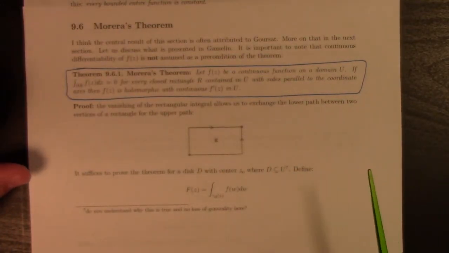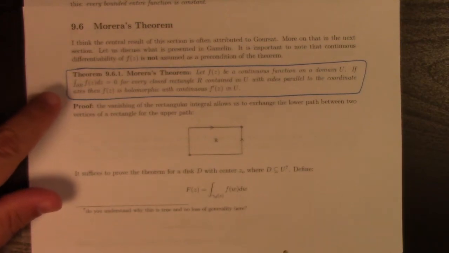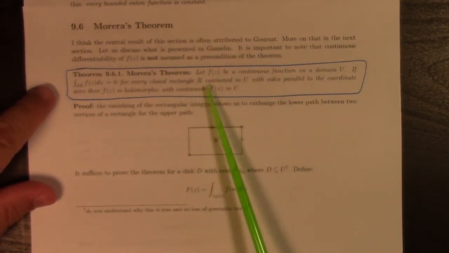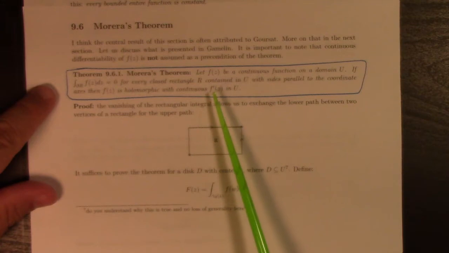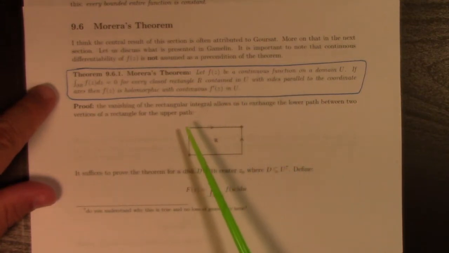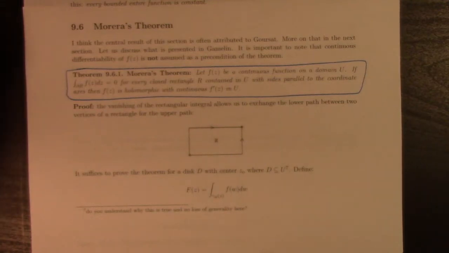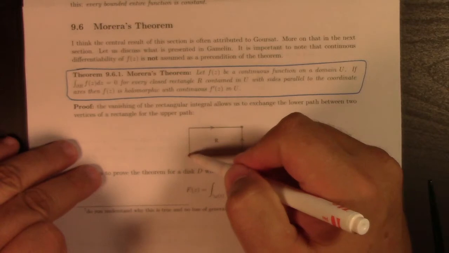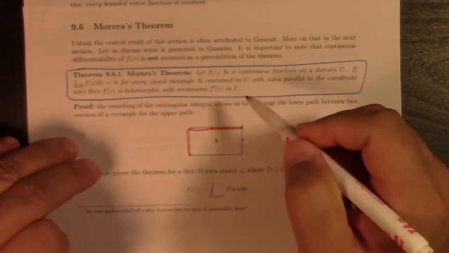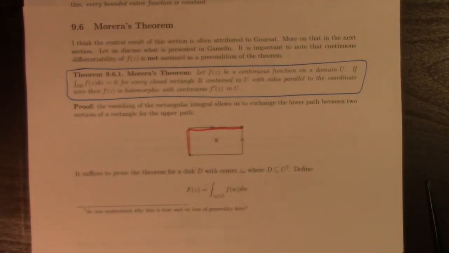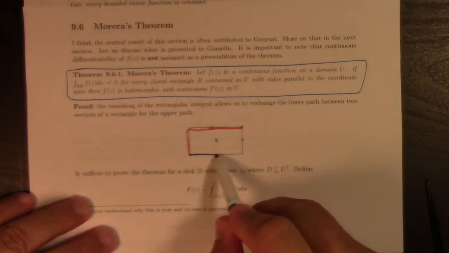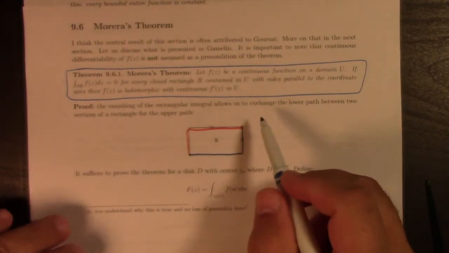All right, so again, we're going to assume that the integral of the function is 0 around every closed rectangle. And then we'll see what we can do with that. So the vanishing of a rectangular path allows us to trade the integral around this path. I could trade that path for this path because the integral around the rectangle is 0.